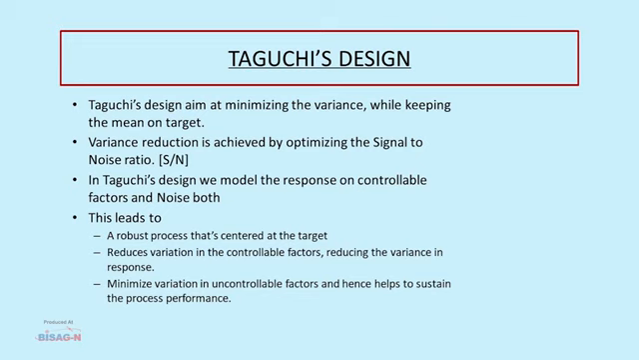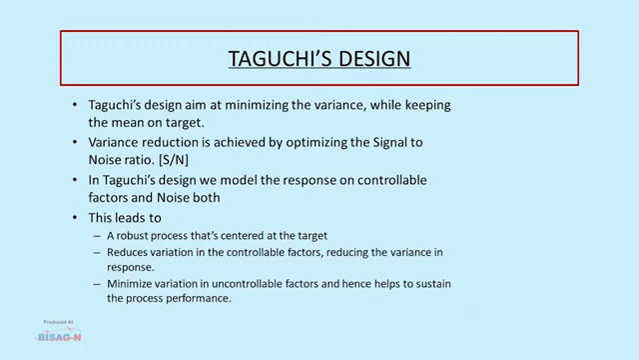The Taguchi design aims at minimizing the variance while keeping the mean on the target. The variance is reduced by optimizing the signal to noise ratio. Here signals are the parameters that can be controlled, whereas the noise are the parameters that cannot be controlled. So, by reducing this we can reduce the variance. In the Taguchi design, we model the response into controllable factors and noise factors. This leads to a robust process that is centered on the target.